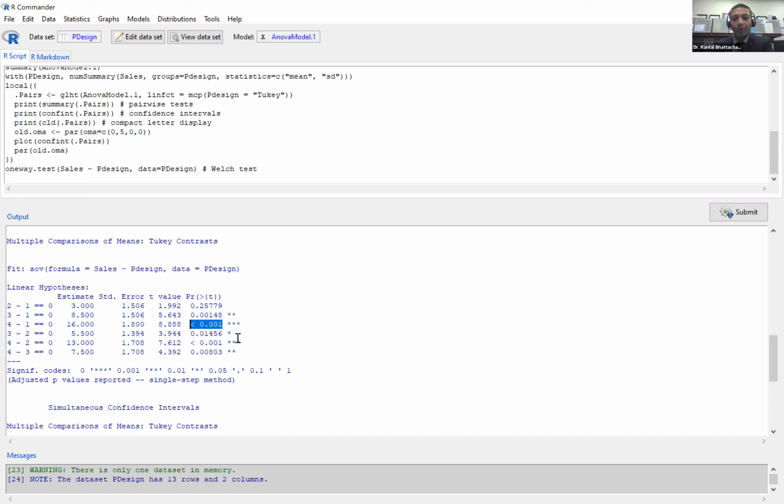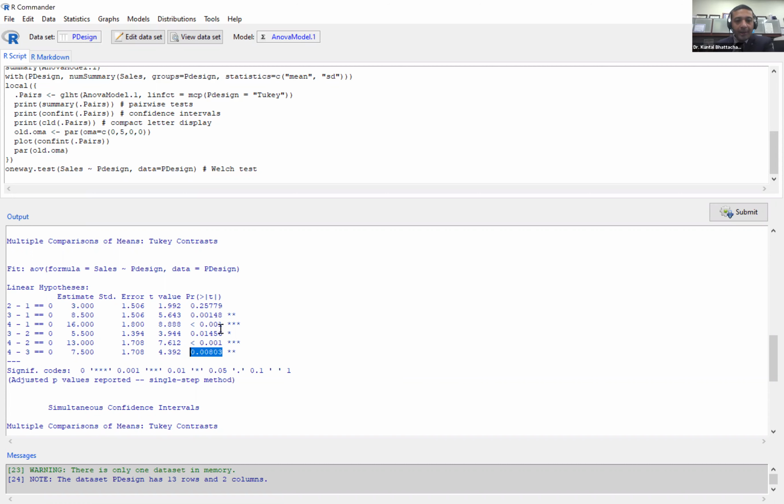Okay, so 4 to 1, that p-value is 0.001. 4 to 2, that p-value is less than 0.001. 4 to 3, that p-value is 0.00803. So naturally, as you saw in the box plot, package design 4 is clearly different from the rest. Okay, and so it is the clear winner.